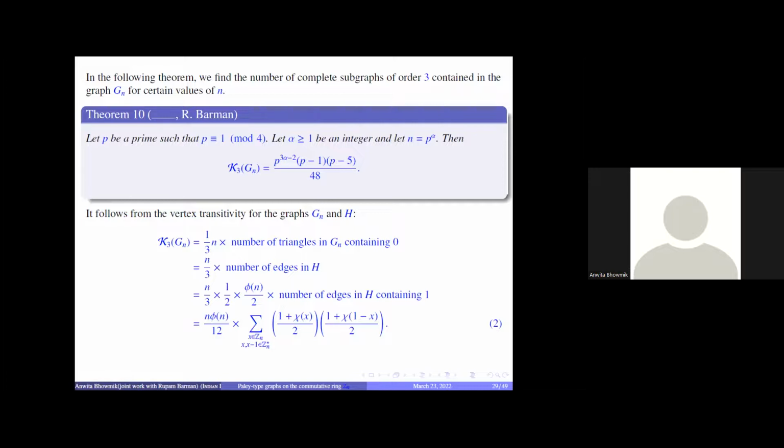So take 0. A triangle containing 0 means the remaining two vertices should be squares in Zn star, and the difference should also be a square in Zn star. That is nothing but the number of edges in H, because I took H to be the subgraph induced by squares in Zn star. And again, since H is vertex transitive, we can further reduce to the number of edges in H containing 1, because 1 is a vertex in H. Thus we are led to this simple character sum depending on chi, which was the quadratic character.